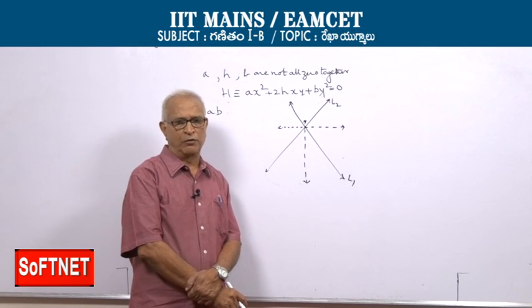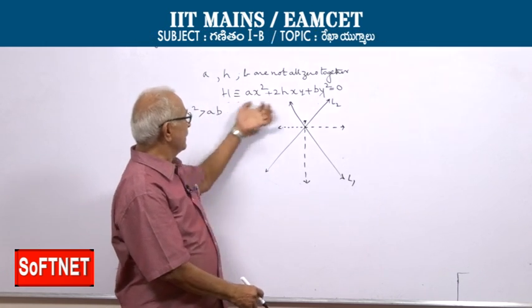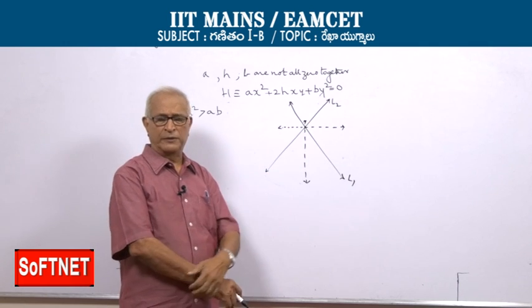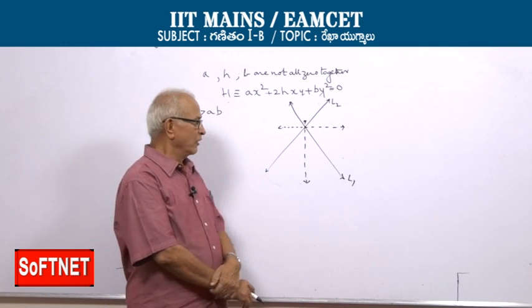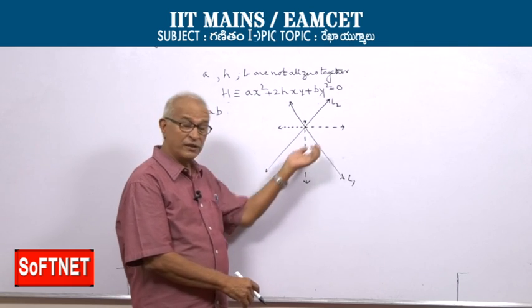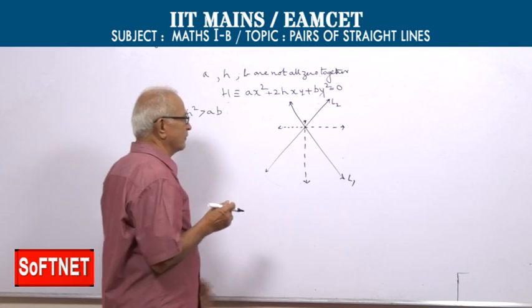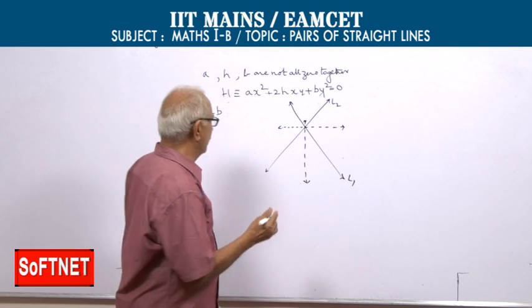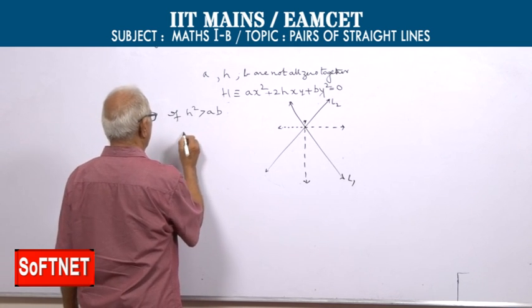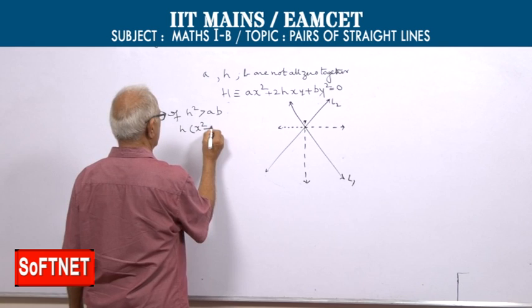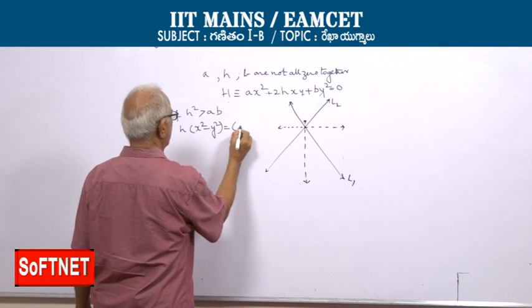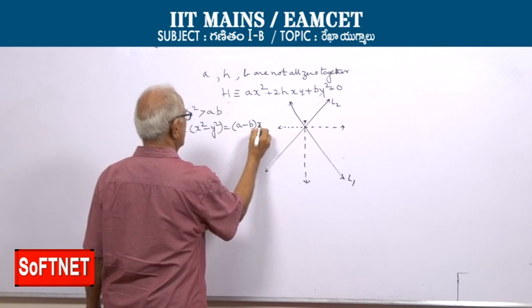The two are perpendicular to each other. Now, given the combined equation of these two lines L1 and L2 represented by the equation H equal to 0, what are the equations of these two bisectors? The equations of the bisectors of the angles between these two is given by h into x square minus y square is equal to a minus b into xy. This is the correct form.